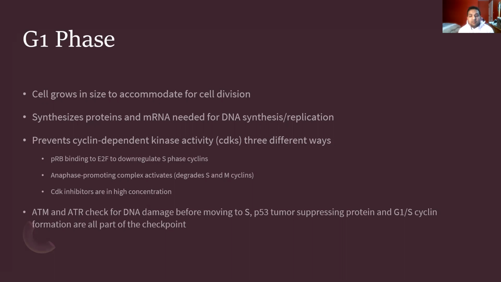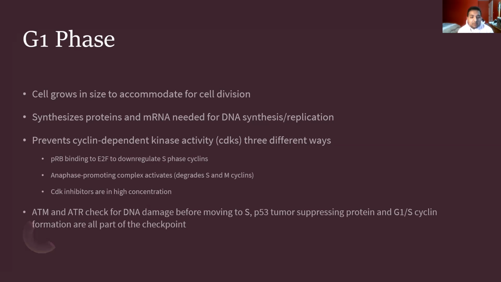Second, the anaphase promoting complex activates, so it's going to degrade S and M cyclins. The reason we want to do this is we don't want to begin replicating our DNA too early, and we don't want to begin mitosis too early. Third, CDK inhibitors are in high concentration because we want to stop the CDKs, cyclin-dependent kinases, from activating. Cyclins are what are going to activate certain kinases to function, so we're trying to get rid of these cyclins and specific cyclins as well.